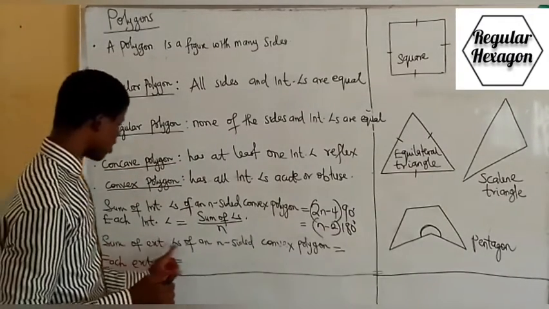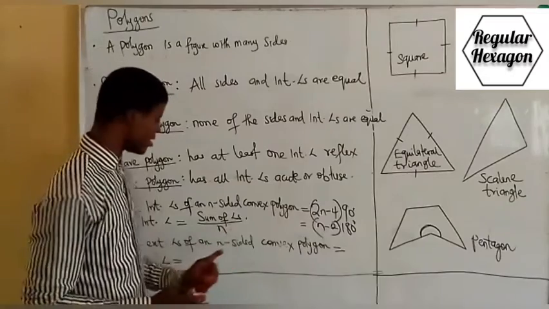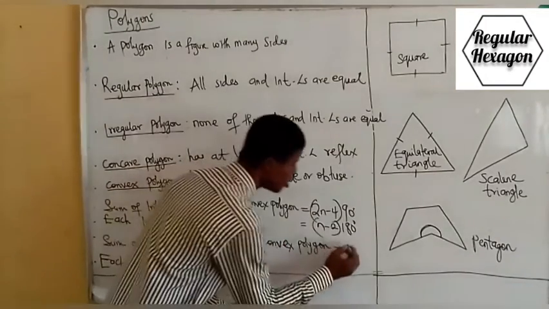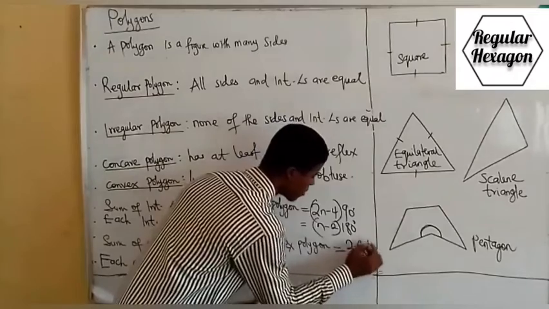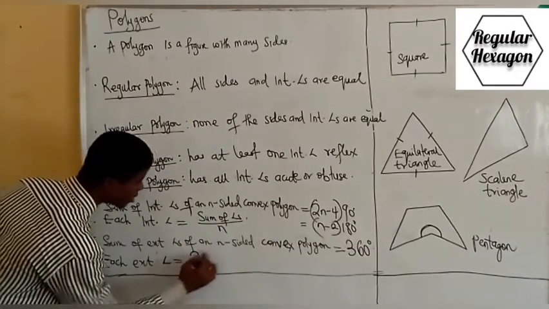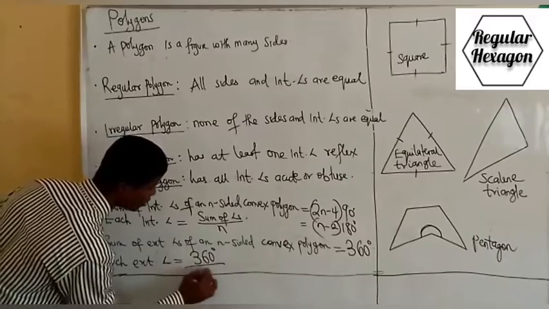But the sum of exterior angles of any n-sided convex polygon is just 360 degrees. That's the formula. So each exterior angle will be 360 degrees over the number of sides.